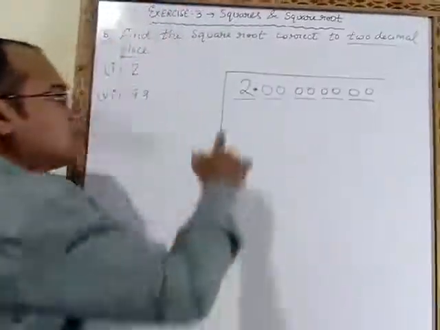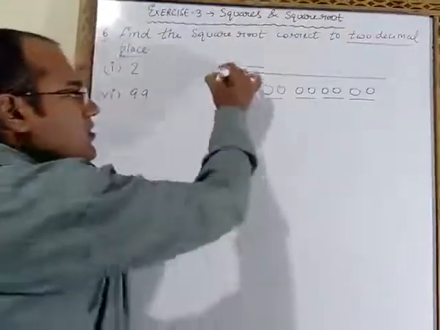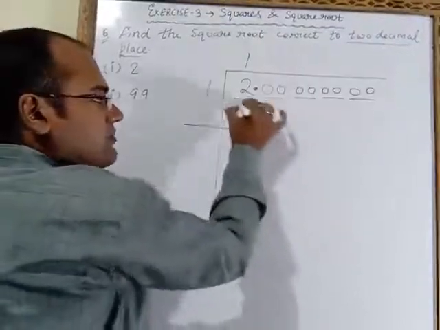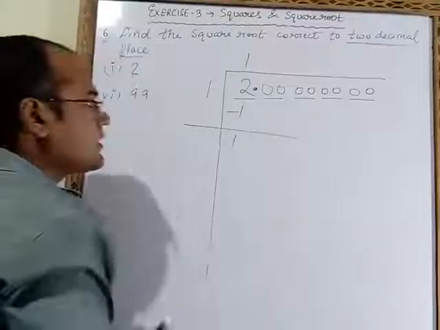Now this single number is there, 2. The same number we have to write here also and here also. 1, 1 1s are 1. Now we will subtract these two numbers. On subtracting these two, the answer will be 1.